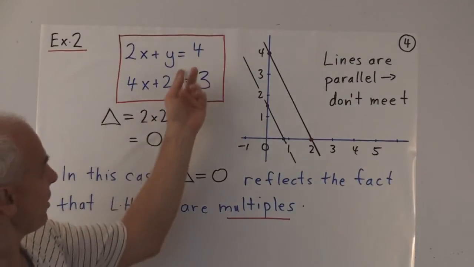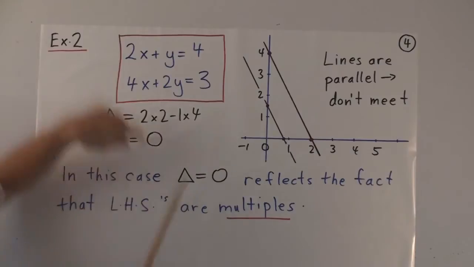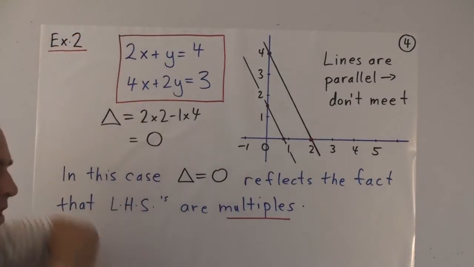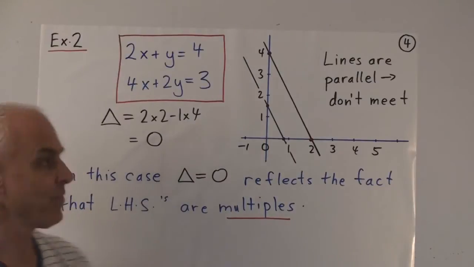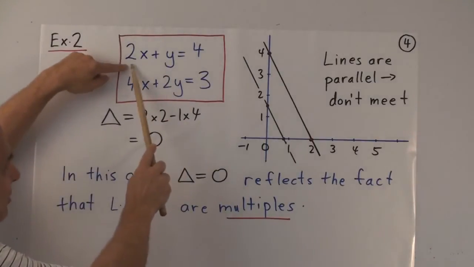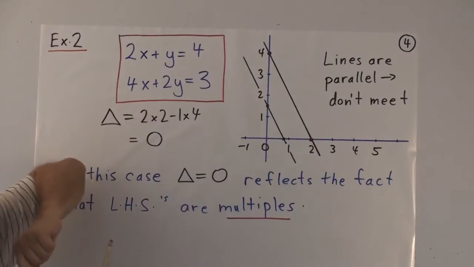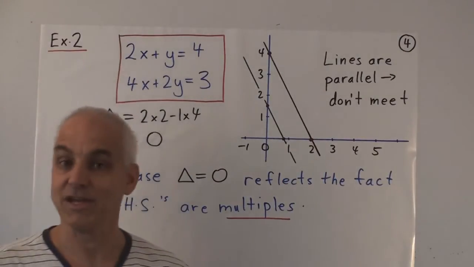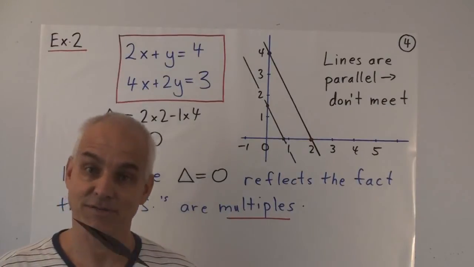Another way of seeing that from the original equations is that the left-hand side, the 2x plus y here, and the 4x plus 2y, they are multiples of each other. If you take this thing here and you multiply by 2, you get that. It's another way of seeing that you're going to have some problems in solving that system of equations.